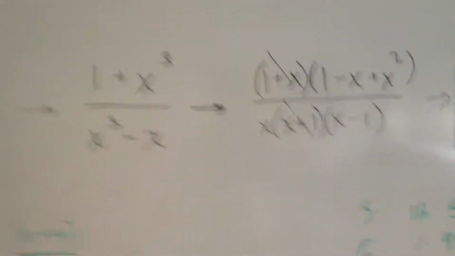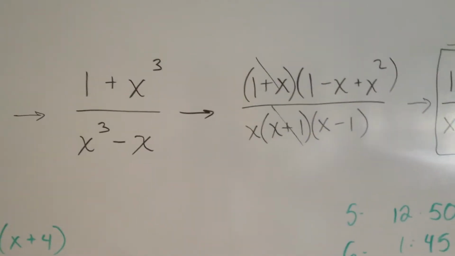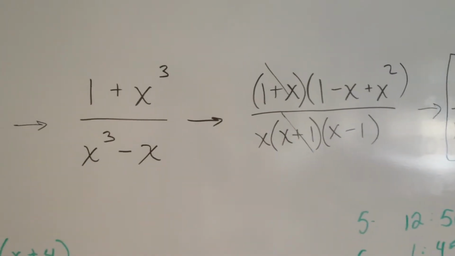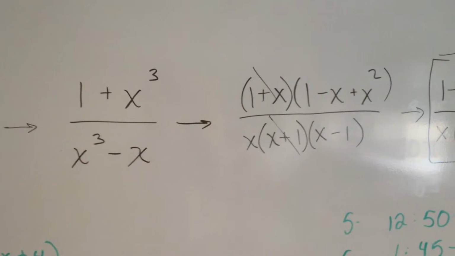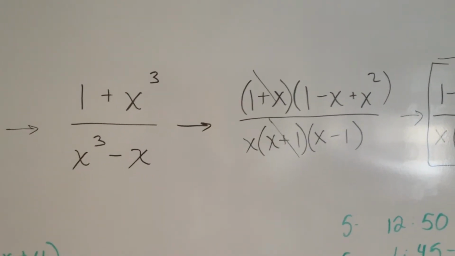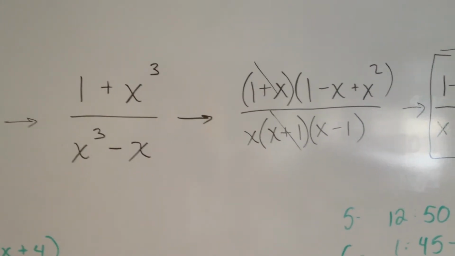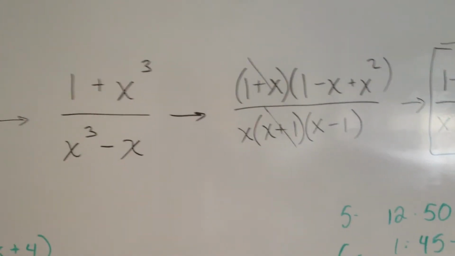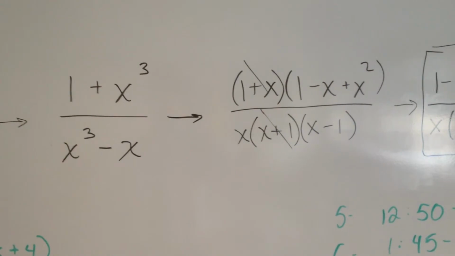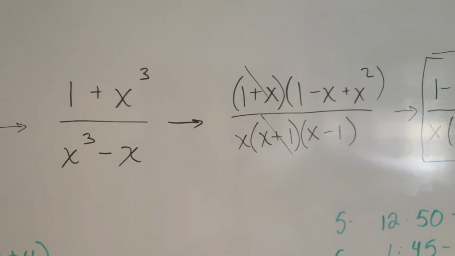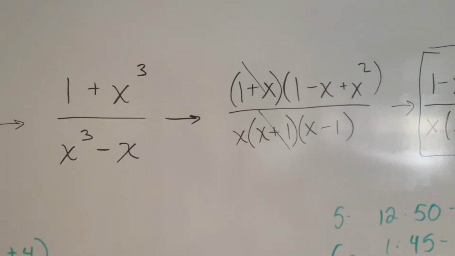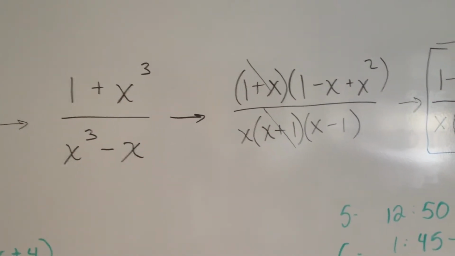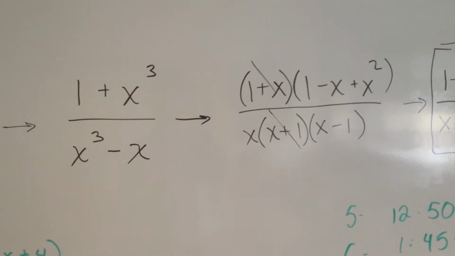The top is a sum of cubes. That's something you should have learned in Algebra 2. There's a formula for a sum of cubes. The x cubed gives it away, and then 1 is a perfect everything, right? 1 is a perfect cube for short. So there's a formula to follow, and we end up with 1 plus x times the trinomial 1 minus x plus x squared. If it's a sum of cubes, the order of the symbols is plus minus plus. 1 plus x, 1 minus x plus x squared.